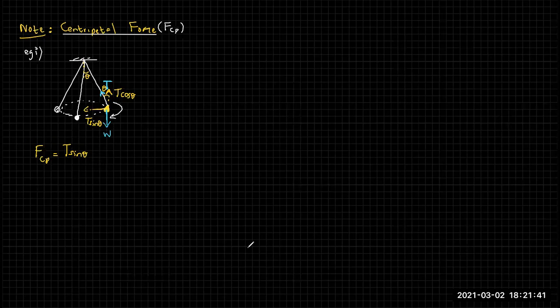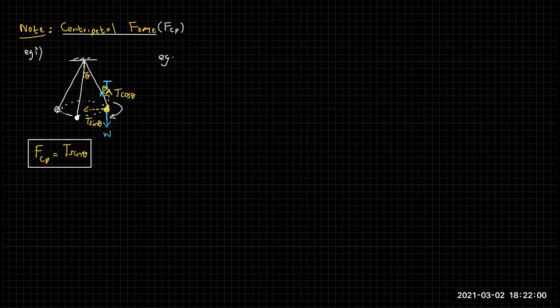It is not an additional force. You shouldn't mark centripetal force as a unique force. You just mark the normal forces acting on the object. Then you find out which force is directed towards the center, and that will be named as centripetal force. Right. Let's try one more.